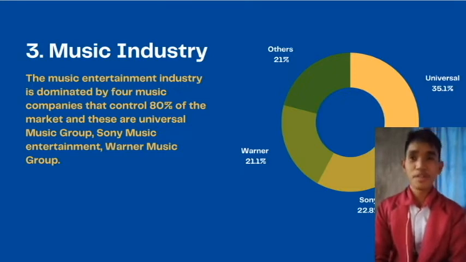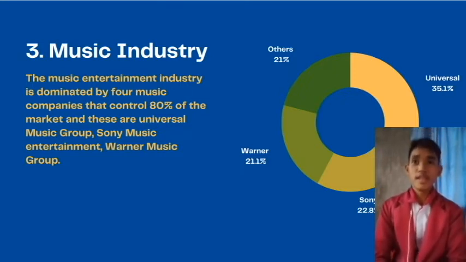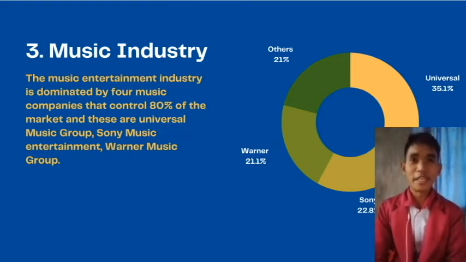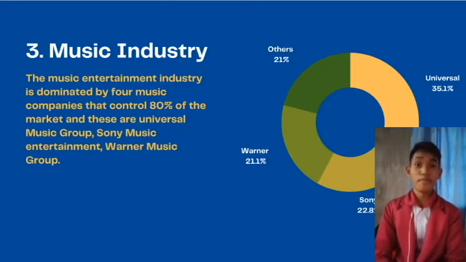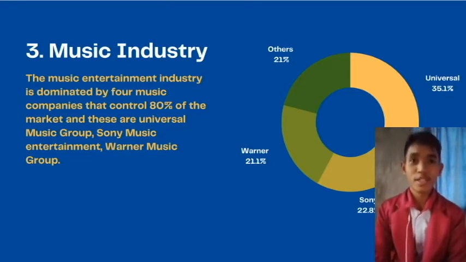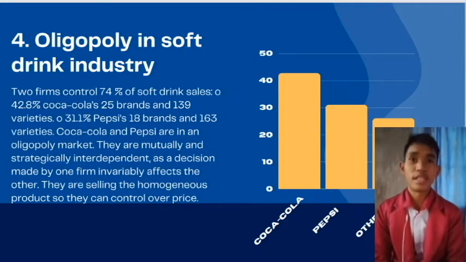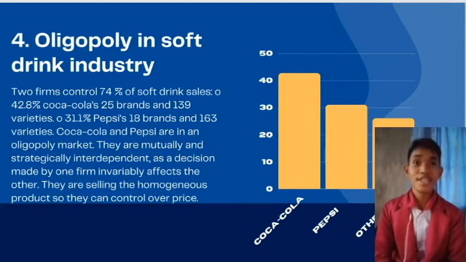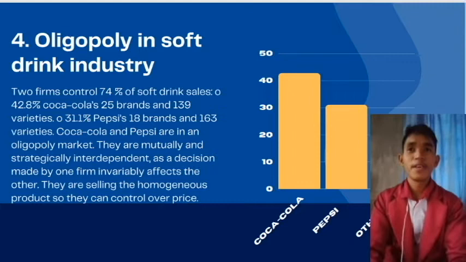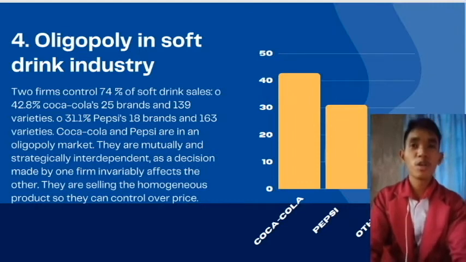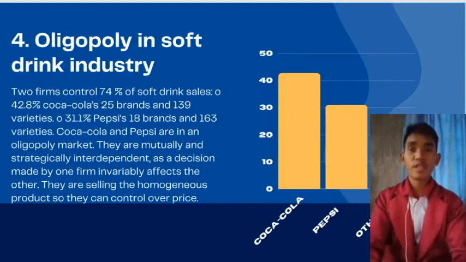The third is the music industry. The music entertainment industry is dominated by four music companies. There are Universal, 35.1%, and Sony is 22.8%, and Warner is 21.1%, and other music companies are 21%. It represents what we are used to. The fourth example in oligopoly is the soft drinks industry.